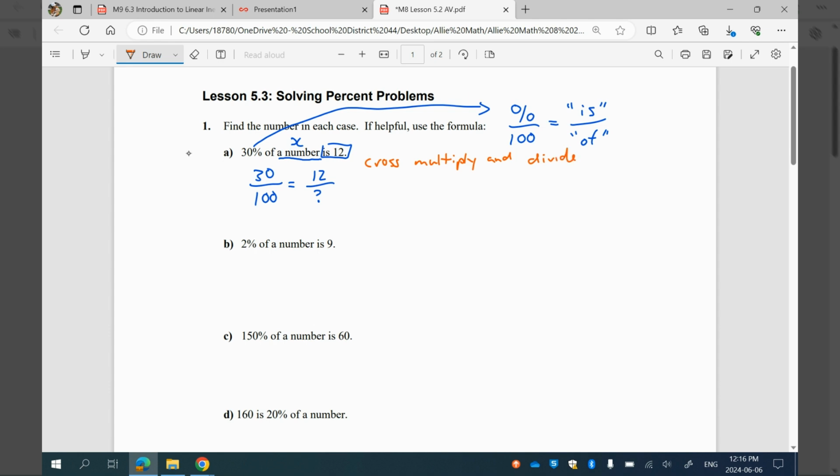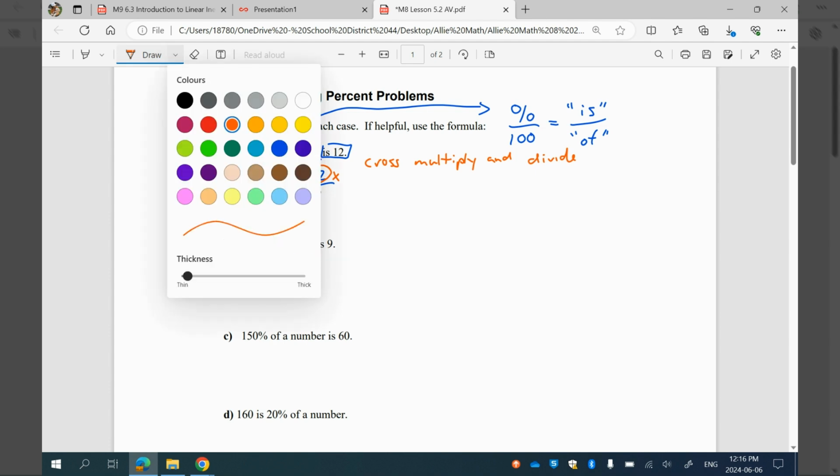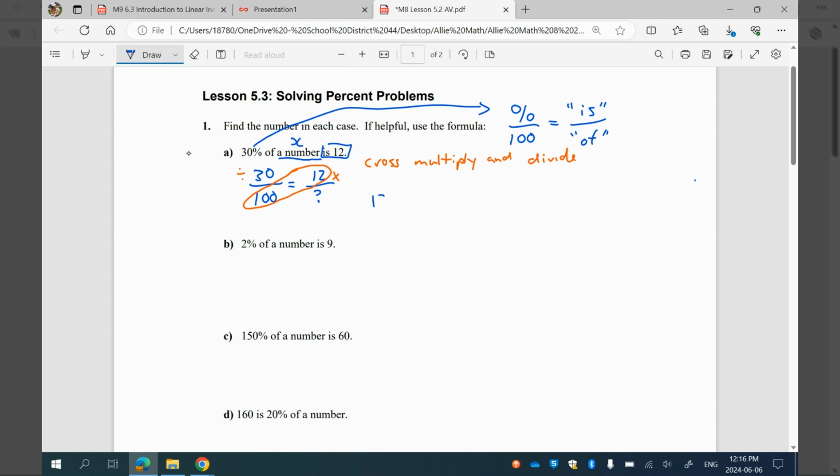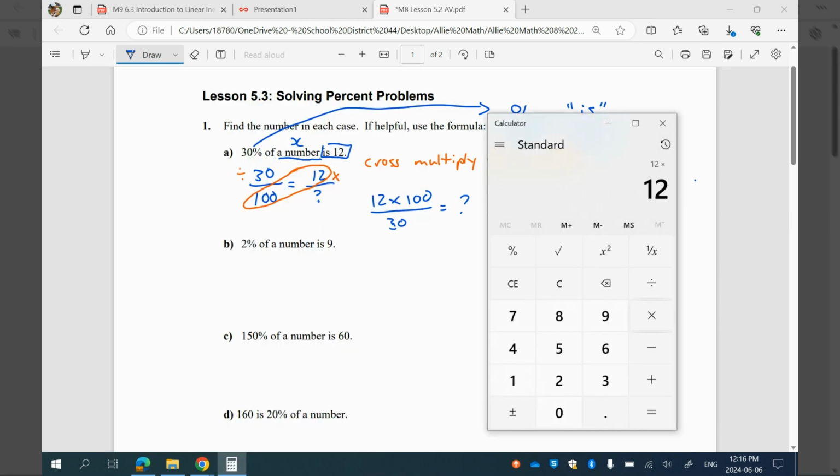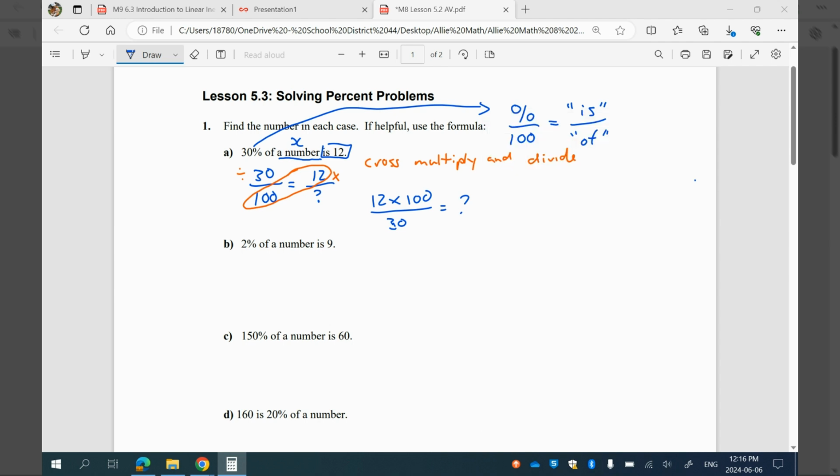I always look diagonal and I multiply the two that are numbers. So I multiply those ones and you divide by the third one. So we're going to end up doing in our calculator 12 times 100 divided by 30, and that's going to equal this question mark. So let's do that now. 12 times 100 equals 1200, divided by 30 equals 40. So our unknown, or x, equals 40.